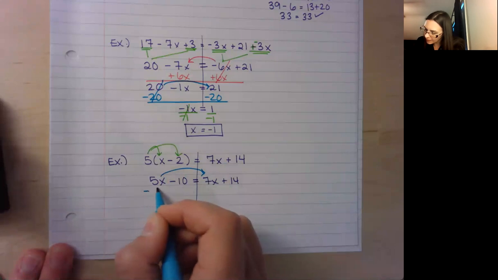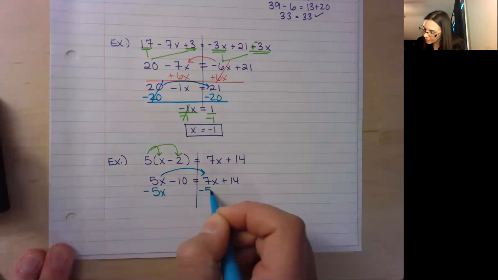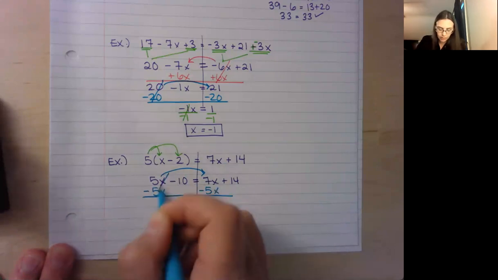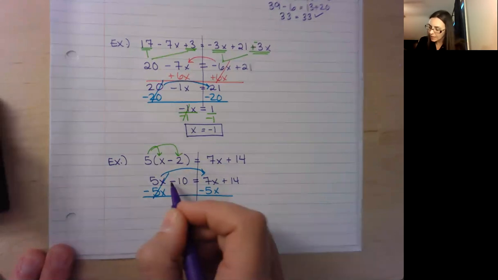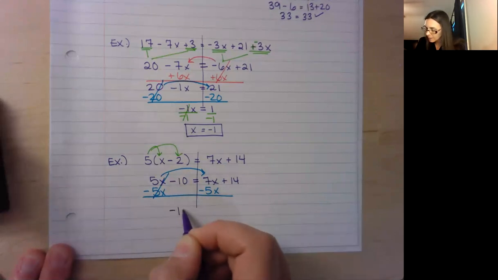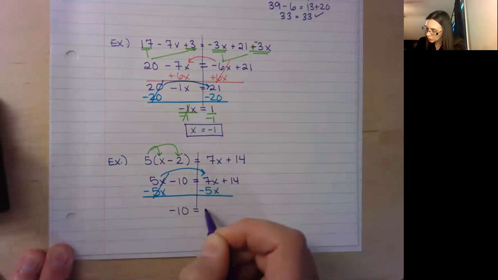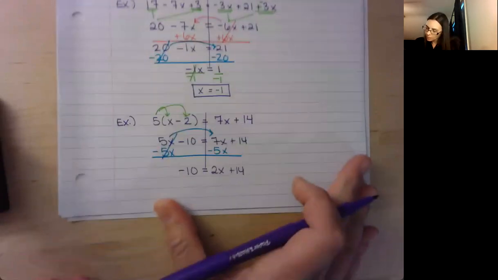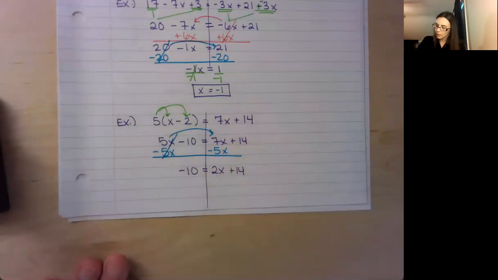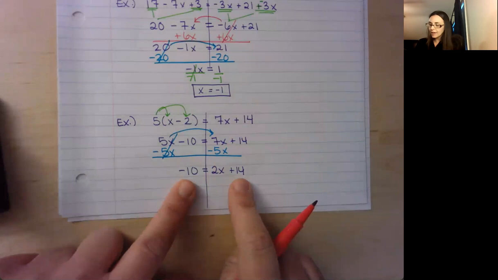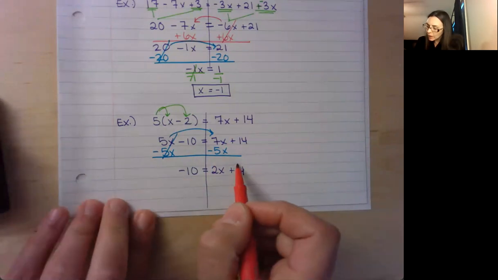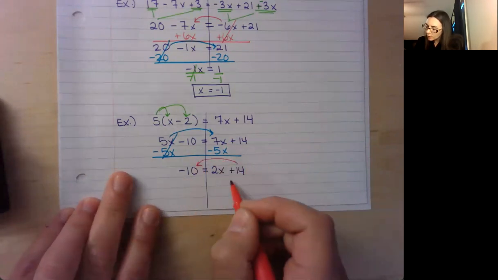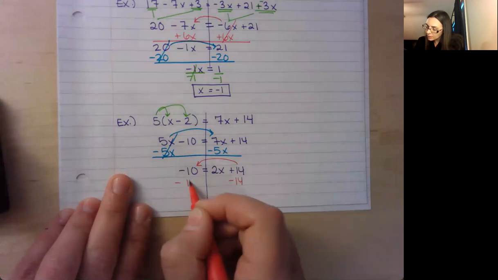So I'm going to subtract 5x from both sides. If it's positive 5, it becomes a minus or a negative 5. Be careful, that's a negative 10 there. 7 minus 5 is 2. Now I want my numbers together. So if my x is on the right, I'm going to move my number on the left. So minus 14, minus 14.